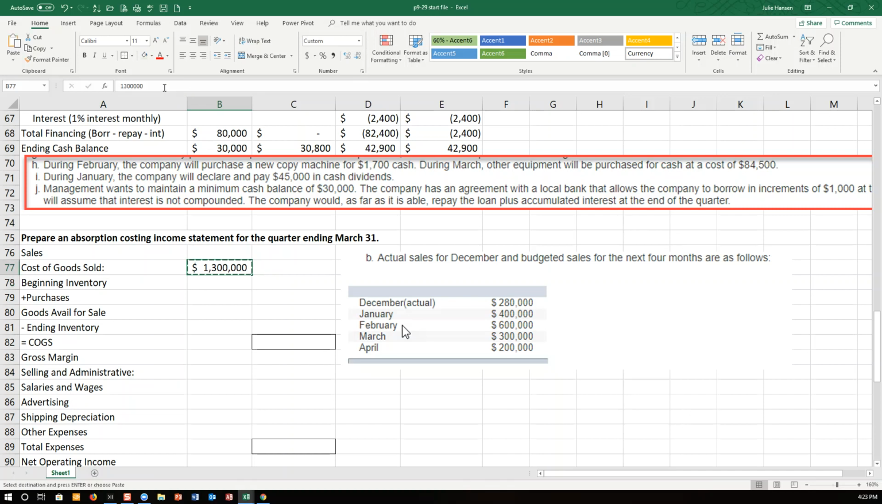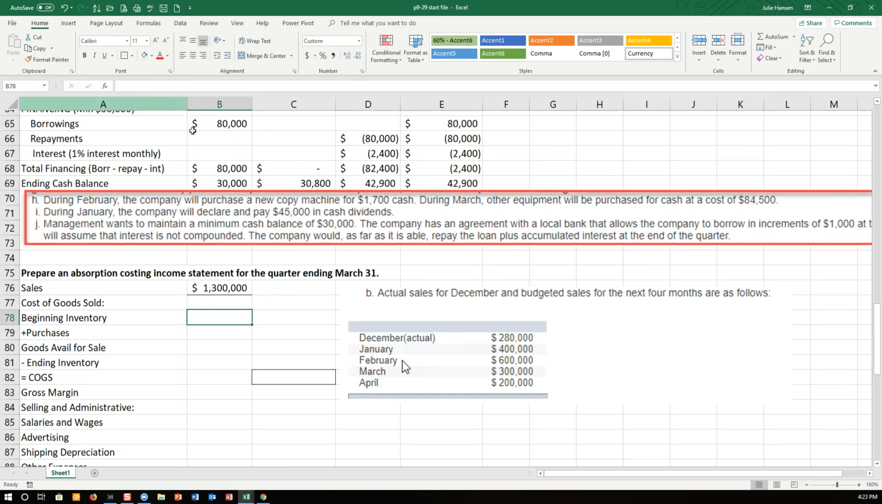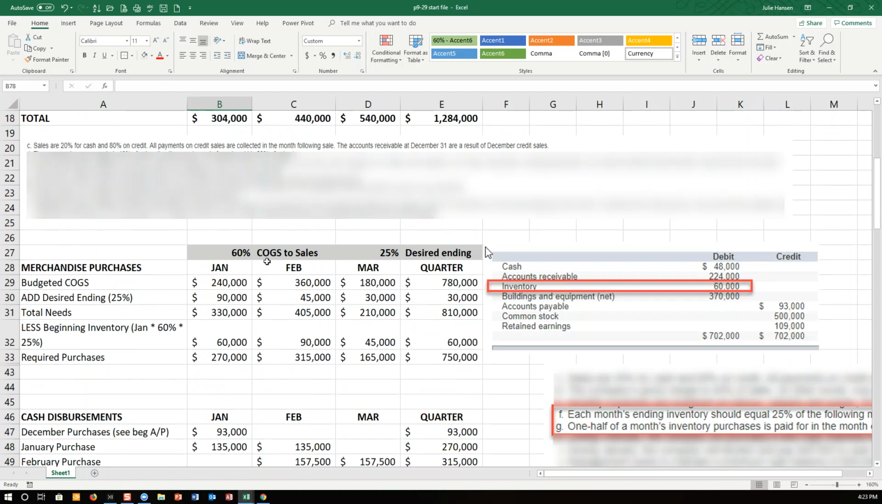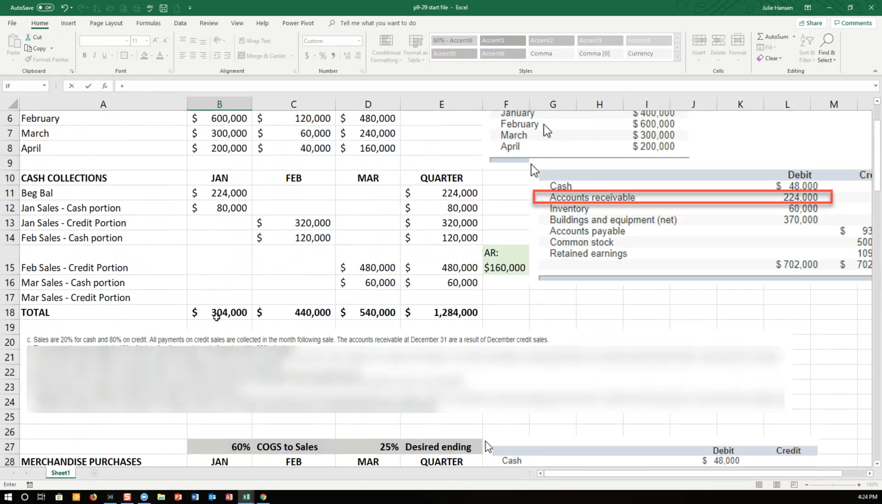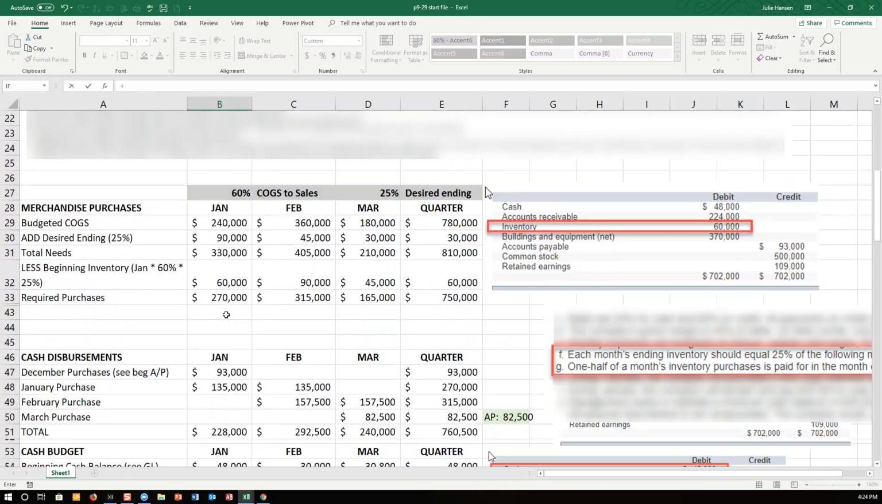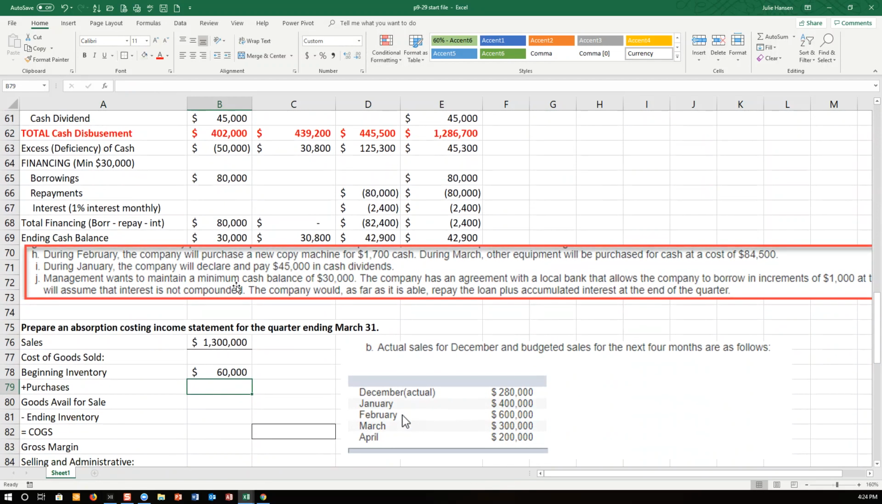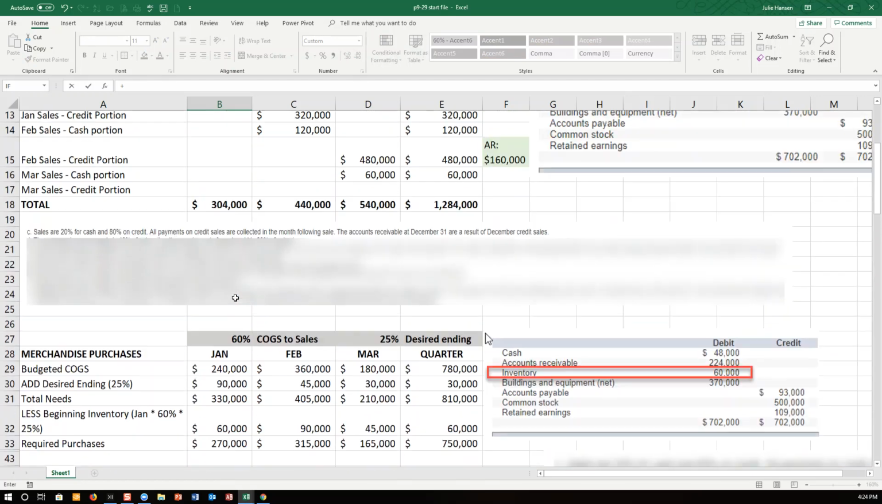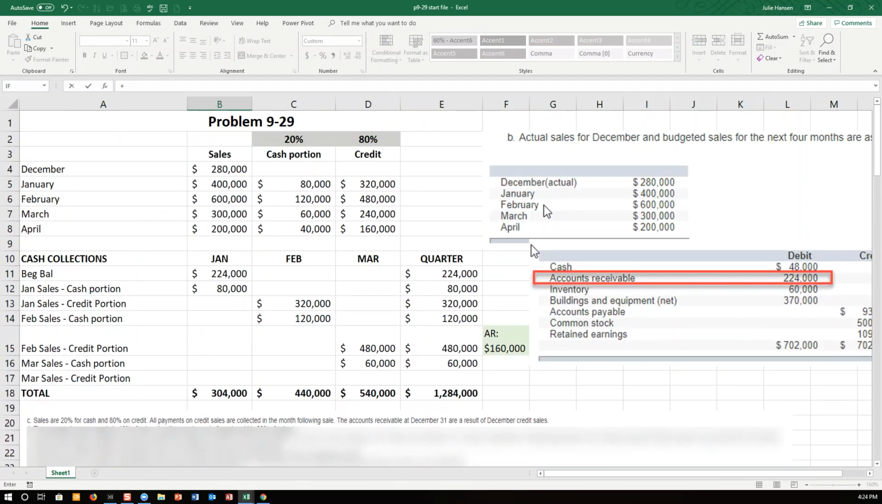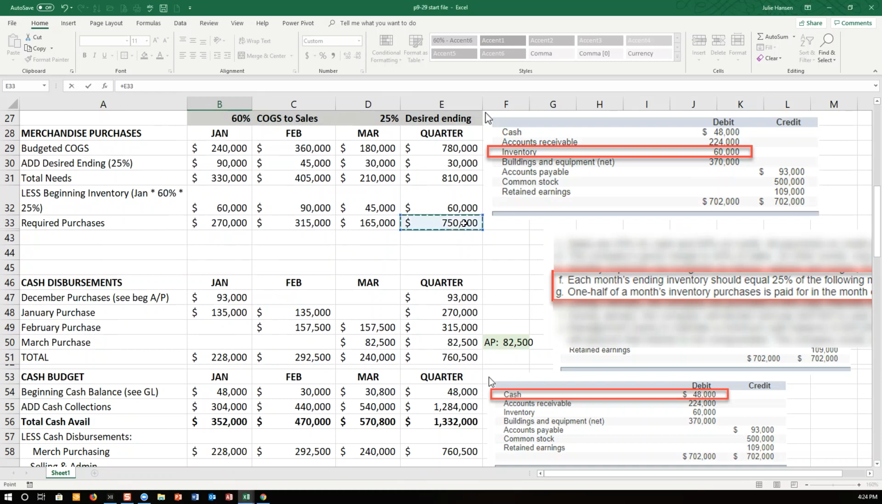So now I have beginning inventory. Where am I going to get my beginning inventory? Well, that should have been way up here. And there's my beginning inventory, $60,000. So I'm going to go ahead and take that. All right, how much are my purchases? So my purchases are going to come from my purchasing schedule. And because we're doing a quarterly, we're going to go ahead and grab the entire required purchases for the quarter. So that's going to come down over here.